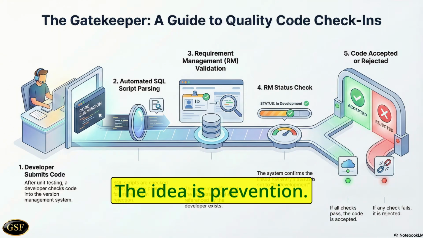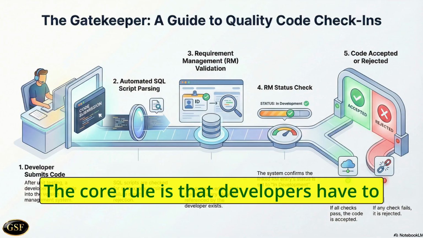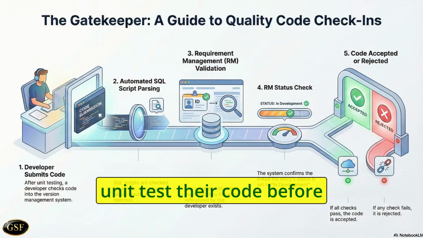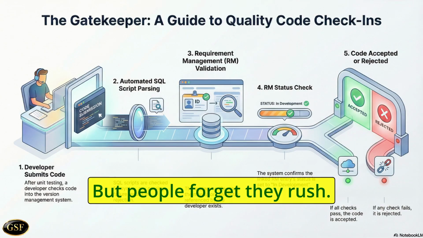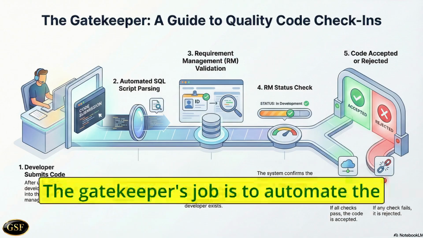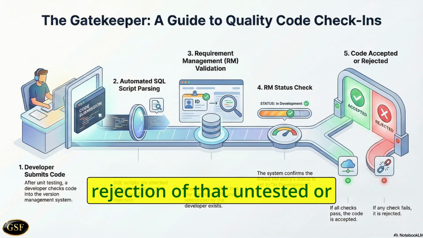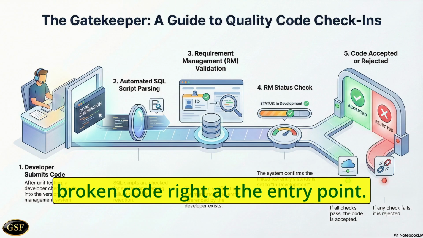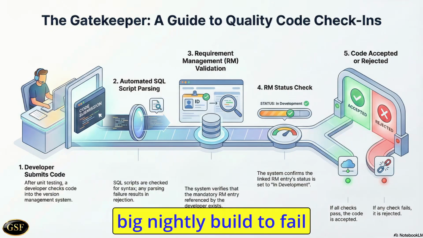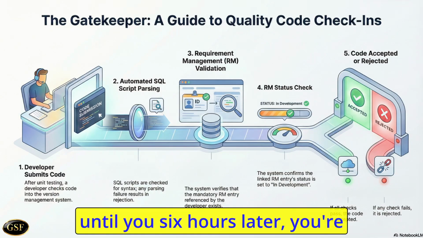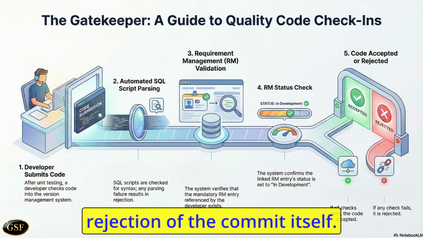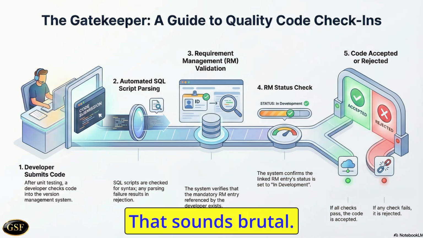The idea is prevention. The core rule is that developers have to unit test their code before checking it into VMS. But people forget, they rush. The gatekeeper's job is to automate the rejection of that untested or broken code right at the entry point. Instead of waiting for the big nightly build to fail and tell you 6 hours later, you're automating the rejection of the commit itself. That sounds brutal.